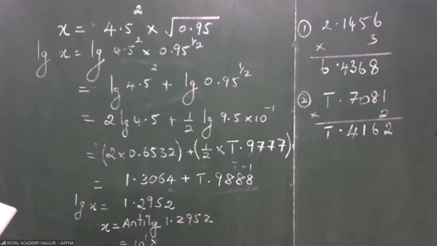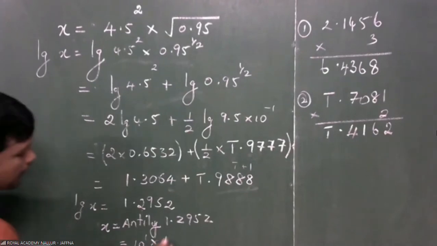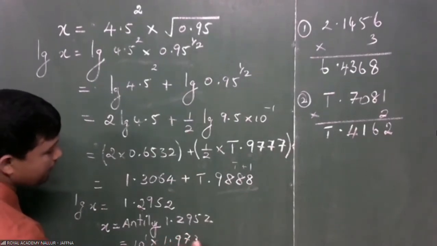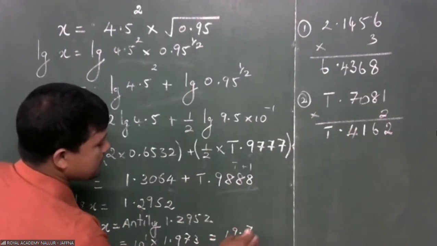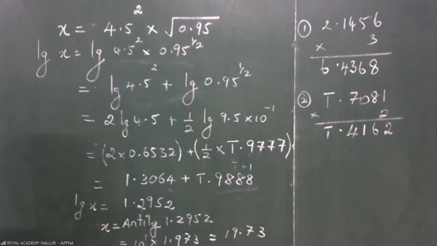I think 2945 is there. So this answer will be 1.973. Is it? 1.973. 1.973. Finally, we have to shift one place to write it: 19.73 is the answer. 19.73.